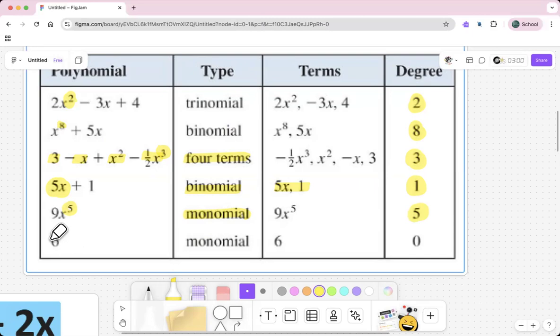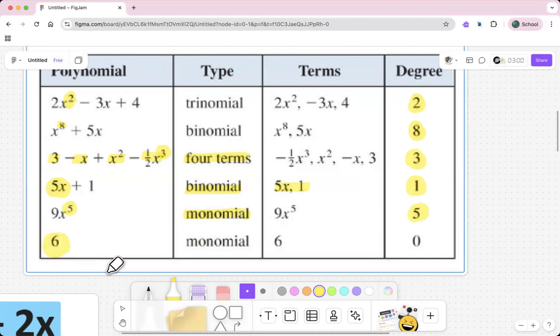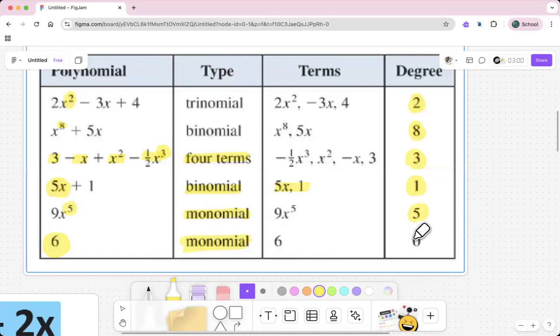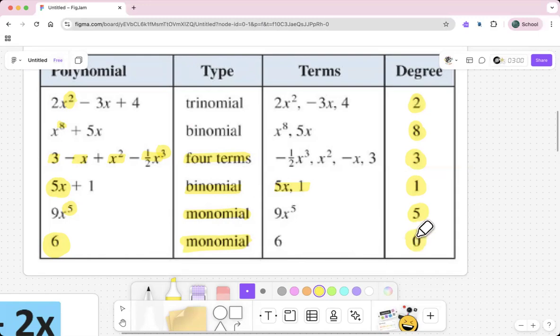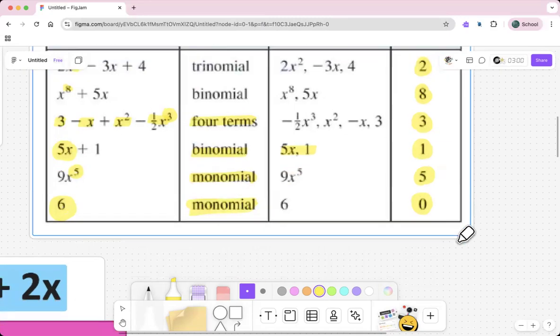And finally, I have a constant number that does not have a variable or any powers. So it is a monomial that really tricks students on tests. That is still a monomial, but the degree of my monomial is 0. So please study this chart carefully before your next test.